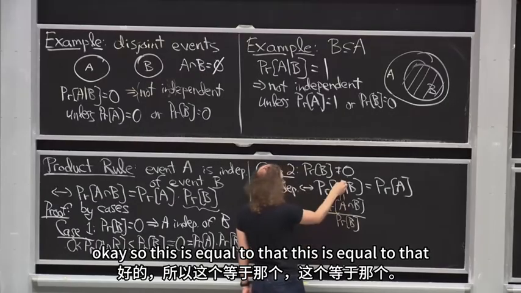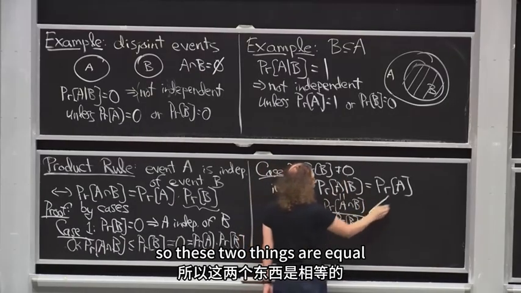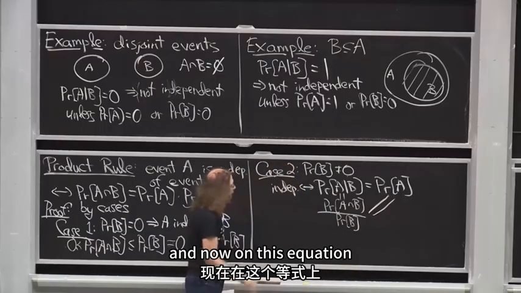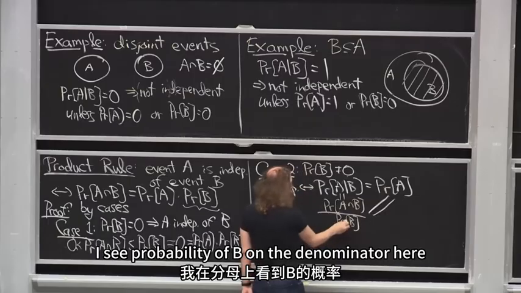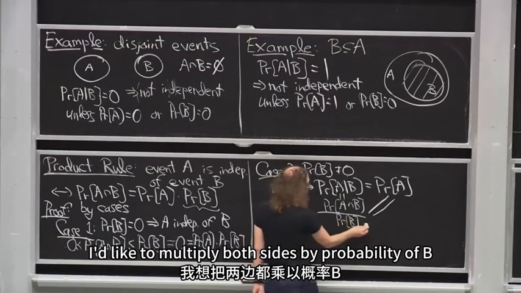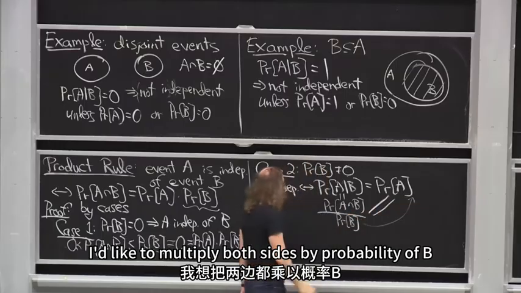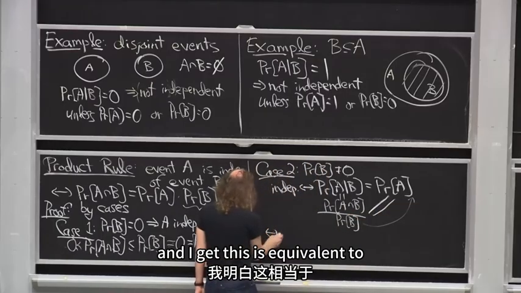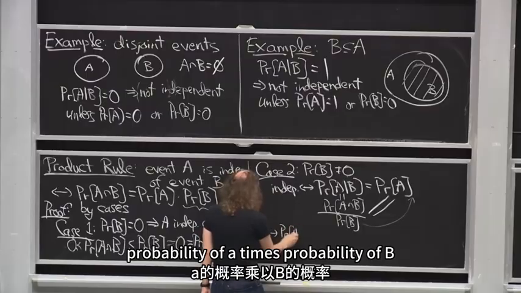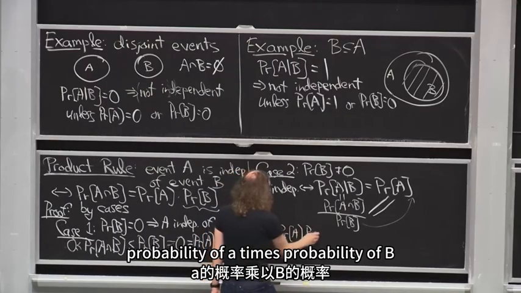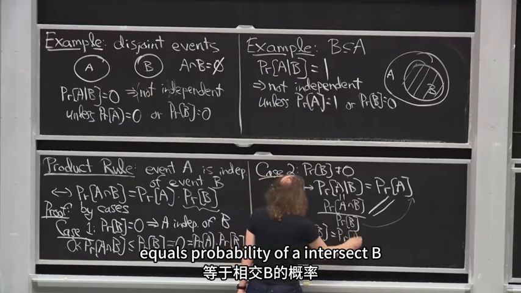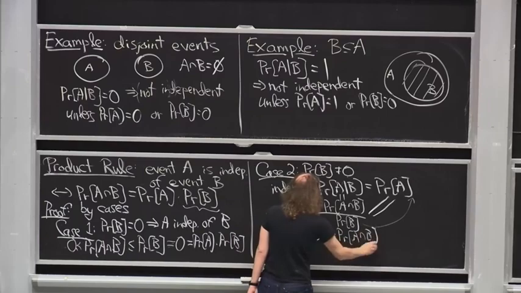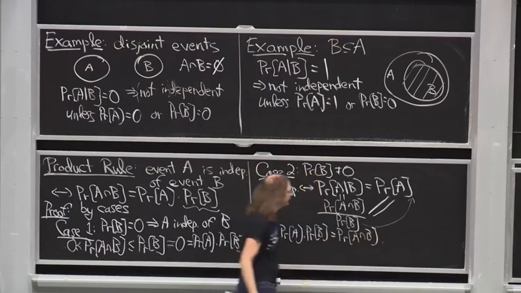Okay, so this is equal to that. This is equal to that. So these two things are equal. And now on this equation, I see probability of A here. I see probability of B on the denominator here. I'd like to multiply both sides by probability of B. And I get this is equivalent to probability of A times probability of B equals probability of A intersect B, which is exactly what I wanted to prove.